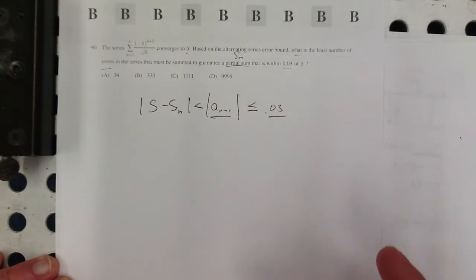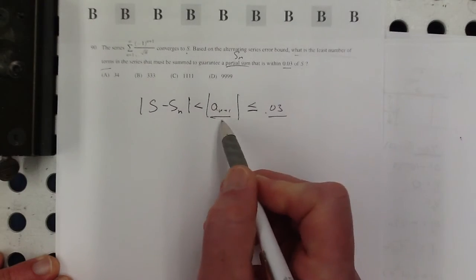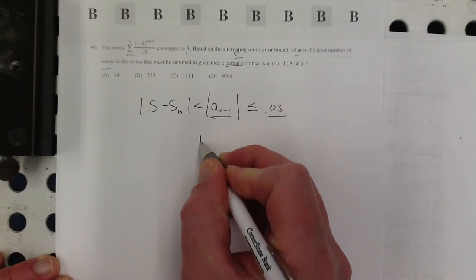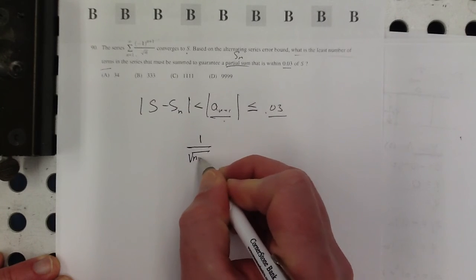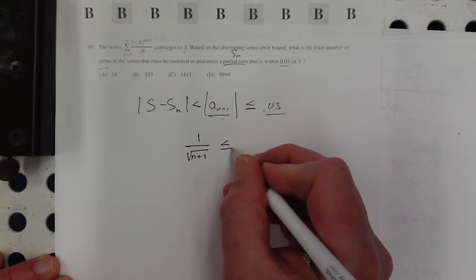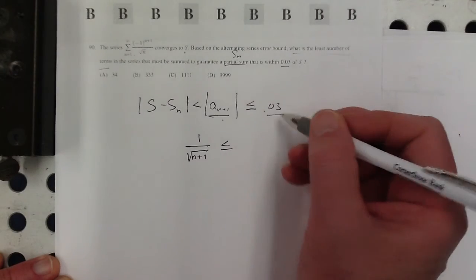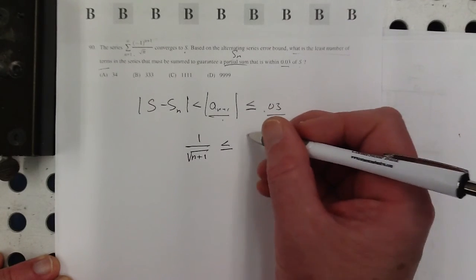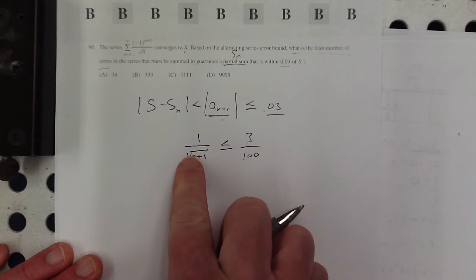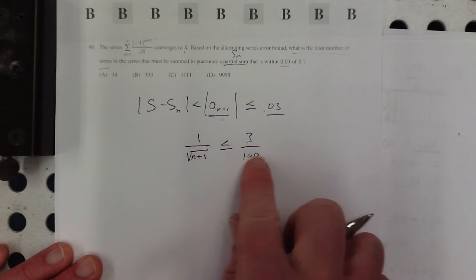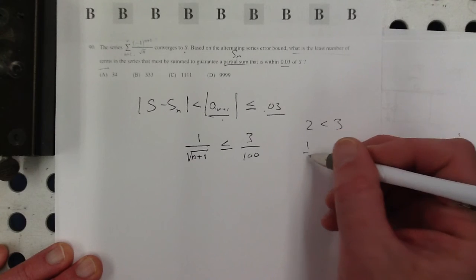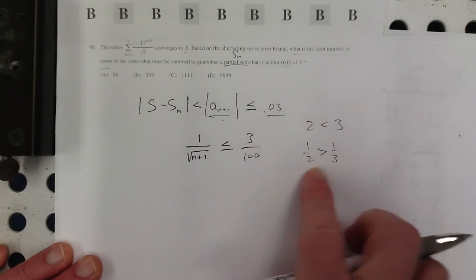Okay, so let's just set this up and do exactly that. Because I'm doing absolute value, I don't need the sign flipper, so I'm just going to take 1 over the square root of n plus 1, less than or equal to 0.03. I can do 3 over 100. And then I'm going to flip both of these over. When you flip over positive numbers in an inequality, like 2 is less than 3, but 1/2 is greater than 1/3, the sign flips over.